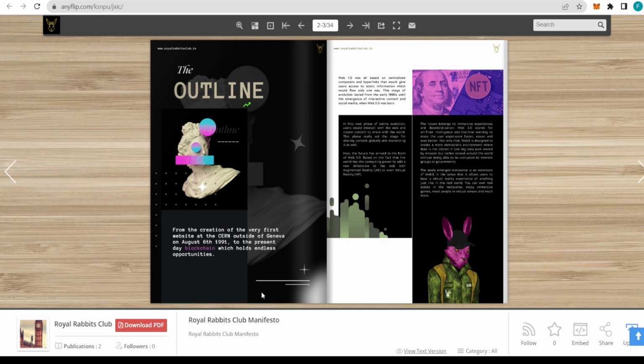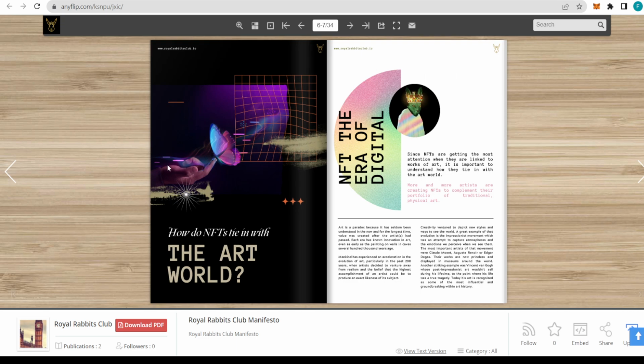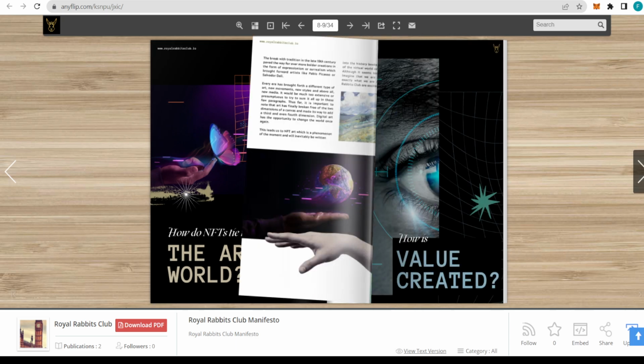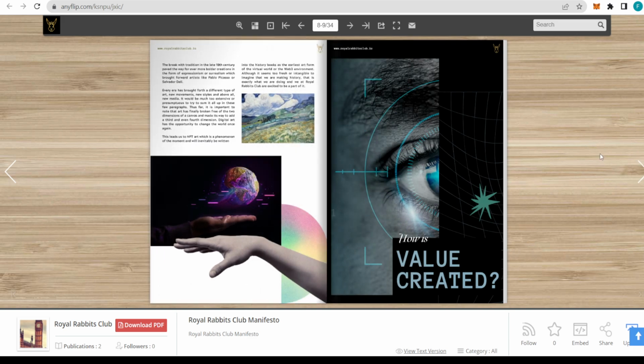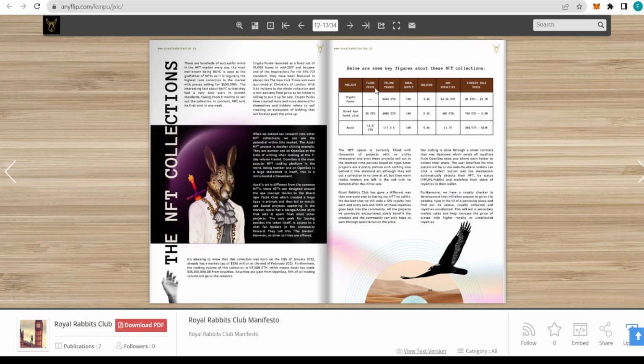The outline goes from the creation of the first website at the Tower outside of Geneva on August 6th, 1991, to the present day blockchain, which holds endless opportunities. So you can go ahead and give this manifesto a read, what is an NFT. You get to know quite a nice bit of history, but not only that, also how everything evolved, and how NFTs work with the art world. And of course, NFTs have been quite revolutionary when it comes to art, and how its value is created is also quite an important step, because a lot of people still fail to understand it fully, and successful collections in the market. So this is quite a nice piece of information.